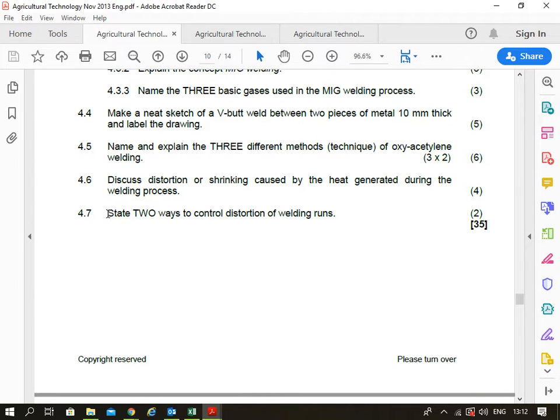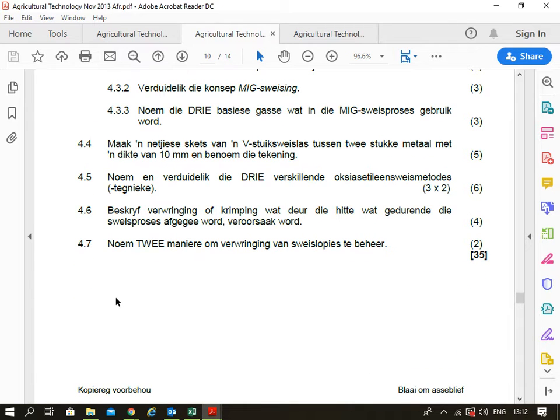Ons is die eerste. State 2 ways to control distortion of welding runs. Noem 2 maniere om verwringing van swyslopies te beheer.